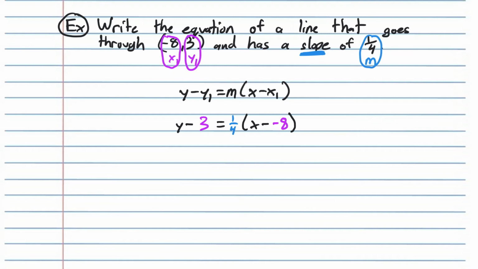Okay? And when I say clean it up, I'm mainly looking at those double negatives. We know what to do with those, right? Two negatives make a positive. So really this equation is y minus 3 equals 1/4 times x plus 8. Okay? Now, if the question does not specify which format to use, you get to choose. And we chose to use, sorry, point slope form here, right? Well, this equation is written in point slope form.